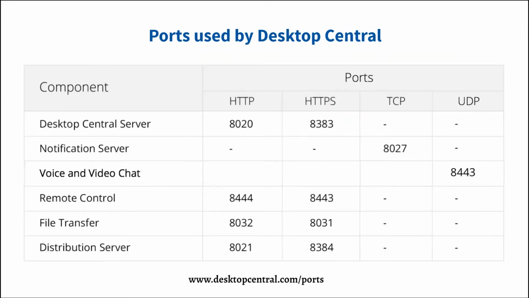So these are the ports used by Desktop Central product. The Desktop Central agent uses 8020 and 8383, which is a secure port for communicating with the Desktop Central host. And 8027 is a notification server port, which is a TCP port that always listens. If you'd like to trigger any on-demand actions, that happens through this notification server.